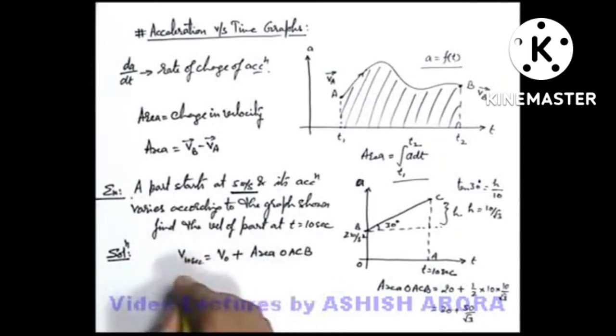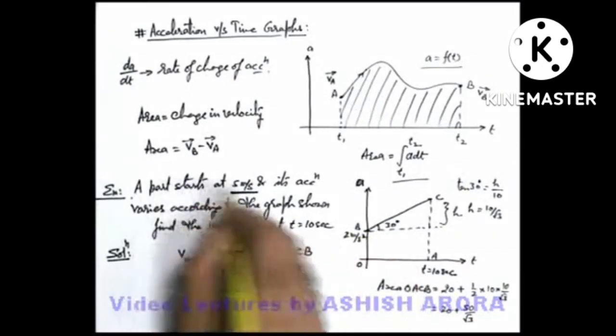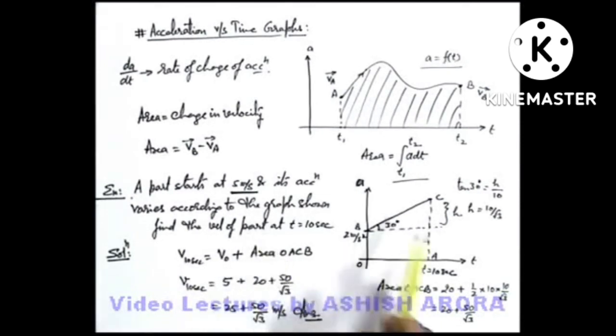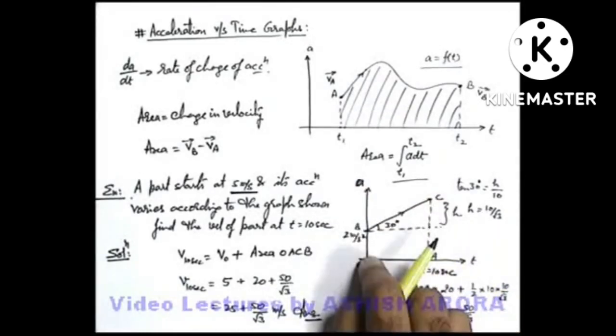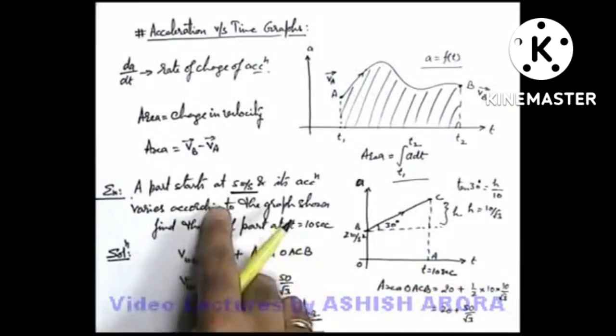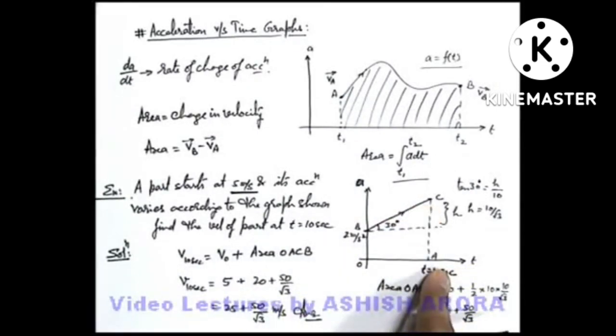So when we add this area here, we get the velocity at 10 seconds. We can directly calculate it as 5, which is the velocity at time t equals 0, the initial velocity, plus 20 plus 50 by root 3. So this will give us 25 plus 50 by root 3 meters per second as the answer to this question. So in such questions, whenever we are given acceleration time graphs, we can find the area of the acceleration time graph, and using this area we can find the change in velocity. Here what we have done is to the initial velocity, we have added the area, which will give us the final velocity of the particle at t equals 10 seconds.